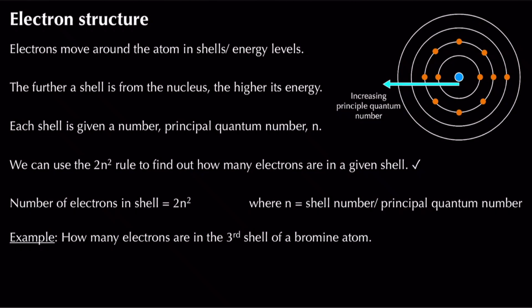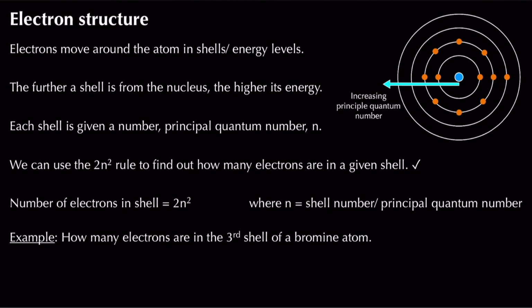So in this video, we're going to be looking at electron structure and how we can build on some ideas that we already know at GCSE and bring them up to an A-level standard. First of all, if we look at electrons, we know they don't just move about anyhow. They move around in the atom in things called shells, and these shells can hold a certain number of electrons.